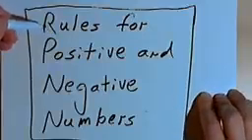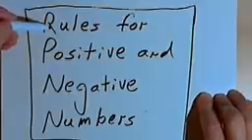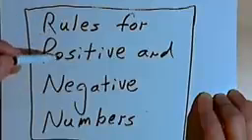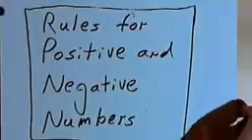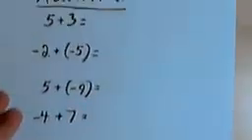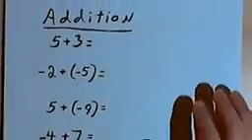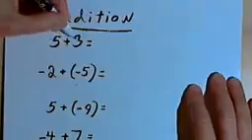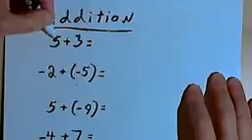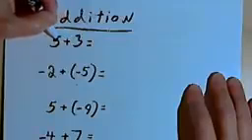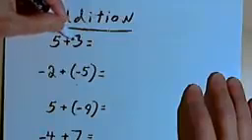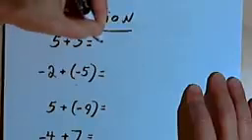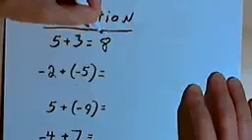And in this video, I want to talk about the rules for addition, subtraction, multiplication, and division of positive and negative numbers. So let's start with addition. First problem I have is 5 plus 3. Both of these are positive numbers, and the rule for addition says that if both the numbers are positive, then the result, the sum, will be positive. So 5 plus 3 is going to equal 8.